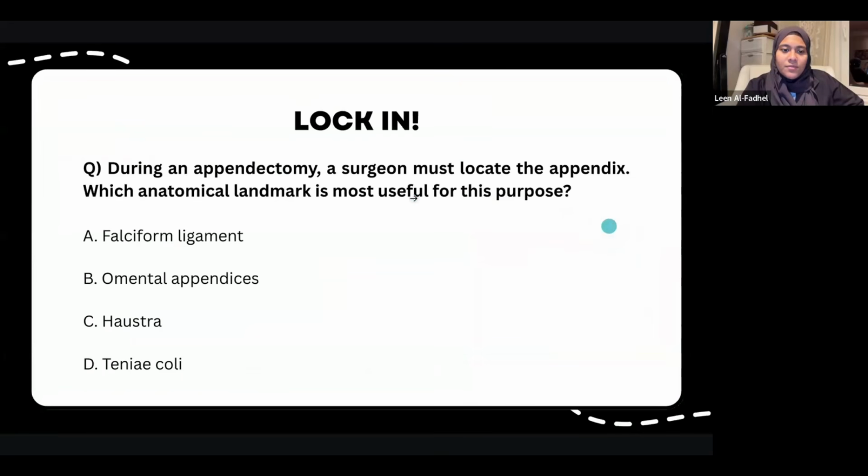So, question time. During an appendectomy, a surgeon must locate the appendix. Which anatomical landmark is most useful for this purpose? I'll give you some time to think about this. You can pause the video. All right, so the answer is D. Remember when I said that Taenia coli end at the base of the appendix. So this is why the answer is D.